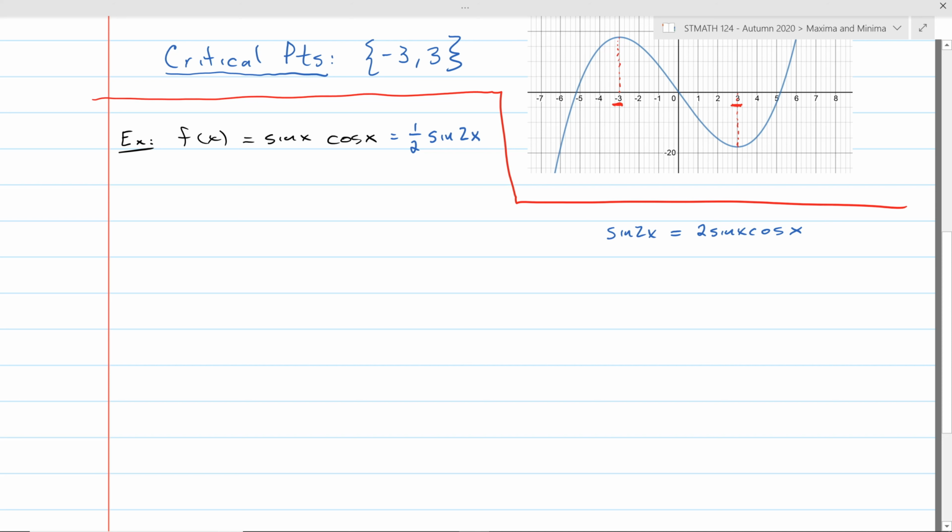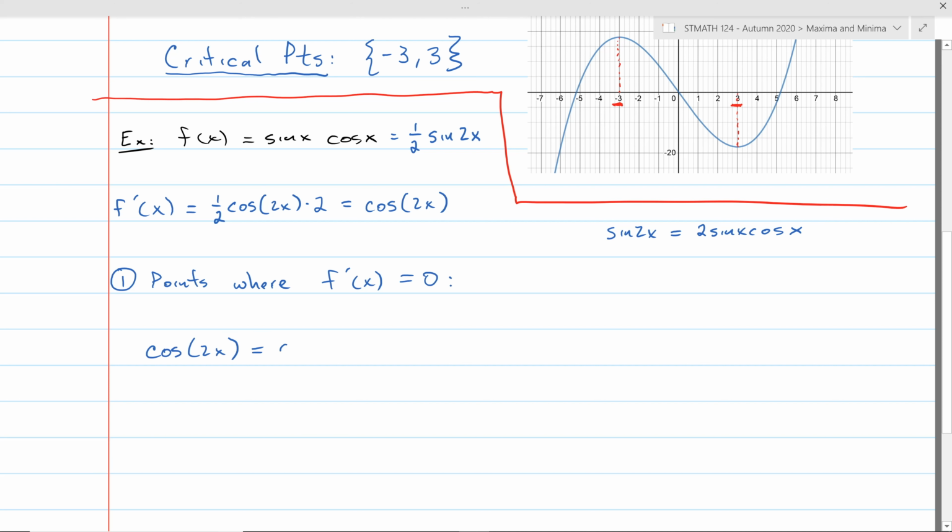So then f prime of x, you've got 1/2. Then when you differentiate the sine function, you get cosine. Leave the inside function alone, 2x. But then you've got to multiply times the derivative of the inside function, which is 2. So you end up with cosine of 2x as your derivative. Now, we have to consider the two kinds of critical points. We want to find the points where f prime of x equals 0. So we're going to have to set cosine of 2x equal to 0 and solve for x.